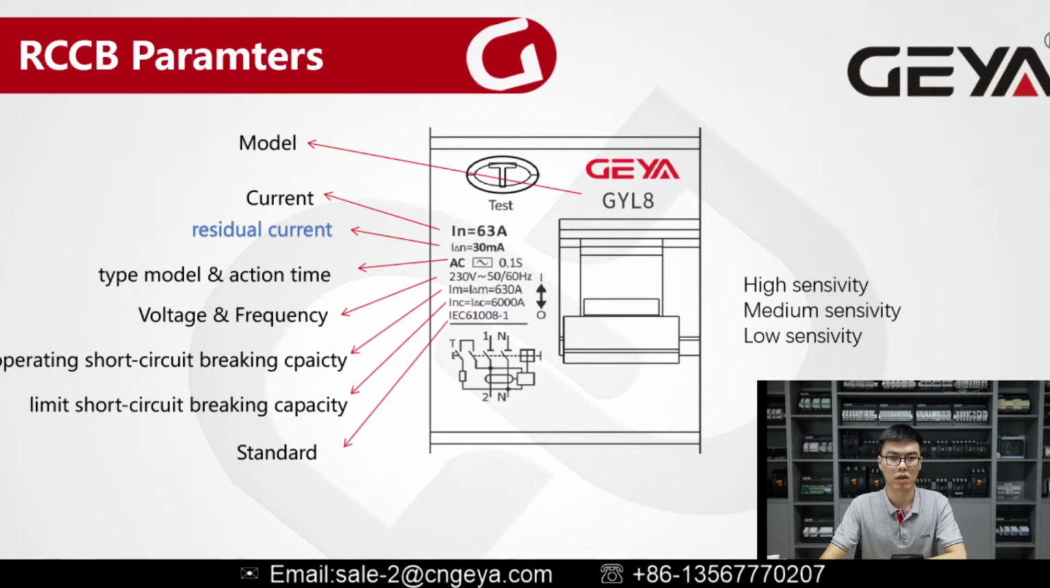And below the voltage and frequency, you can find the operating short circuit breaking capacity. This one is 630 amperes. And below the short circuit breaking capacity, it is the limit short circuit breaking capacity. These two are different. The limited short circuit breaking capacity can reach 6 kiloamperes.